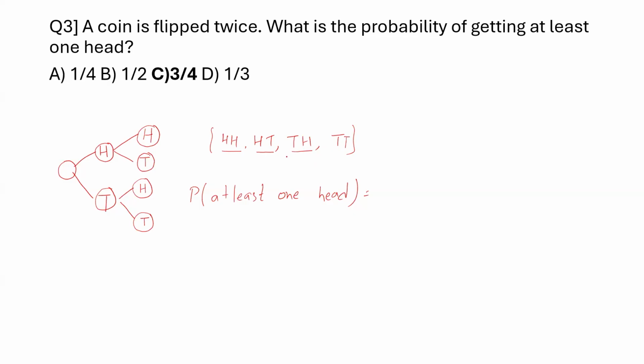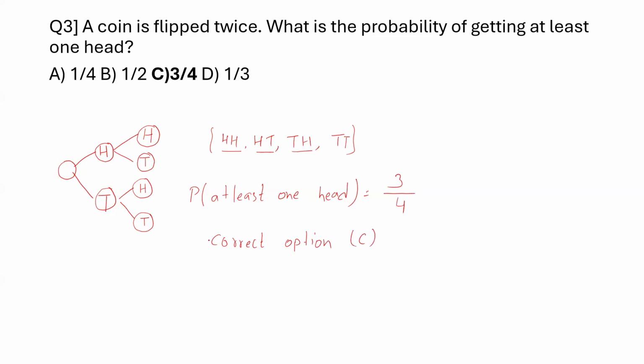Oh, it is TT. But here you don't have any head. So total outcomes are 1, 2, 3, 4, right? And favorable outcomes, meaning at least one head, are in three possibilities. So 3 by 4. Correct option is, yes, tell me. Correct option is C, right?